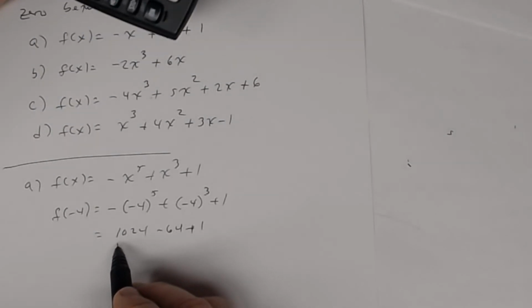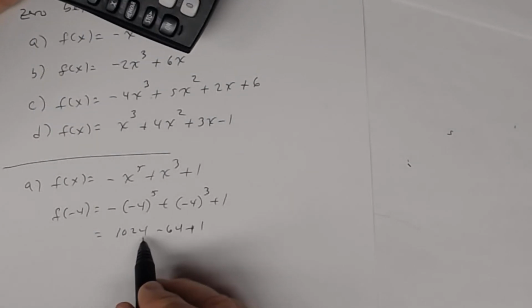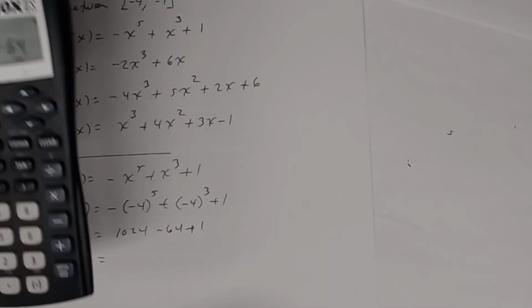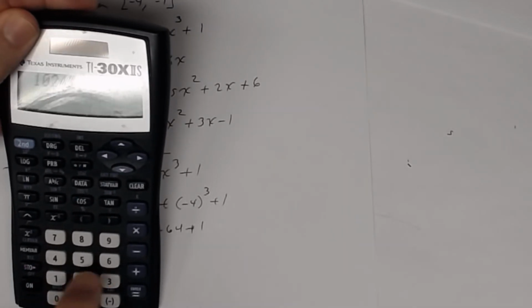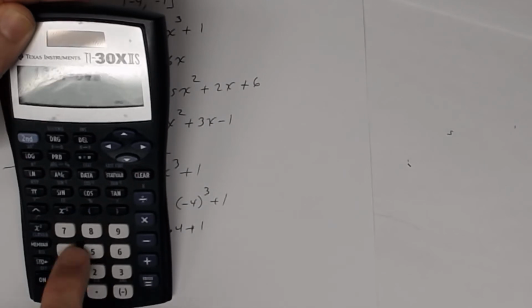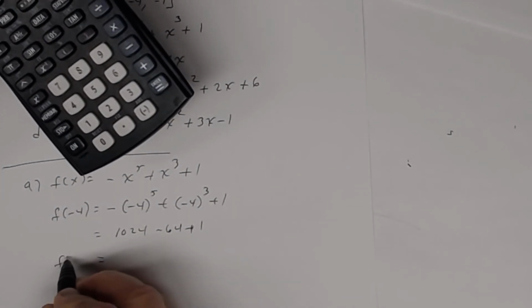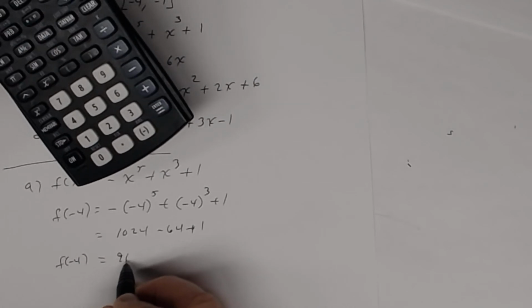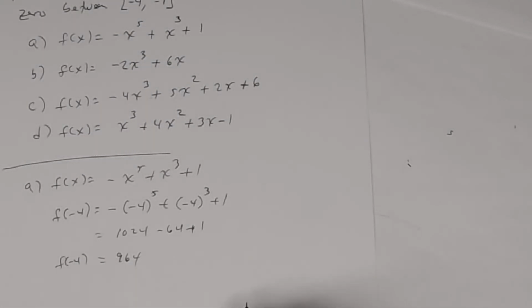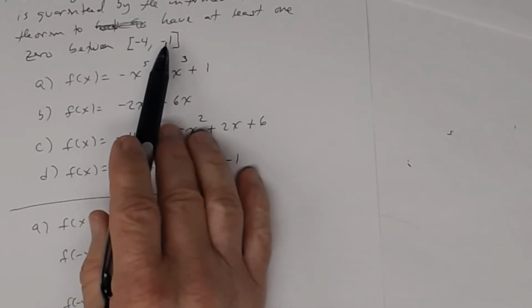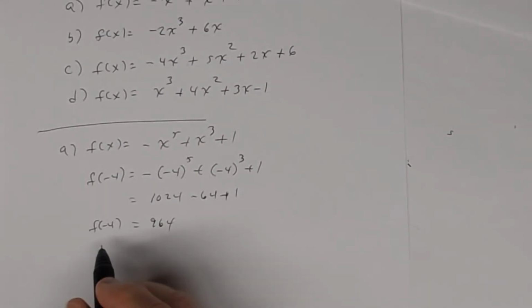But I want you to notice something. 1024 minus 64 plus 1 is positive, right? All right, so let's just go ahead and figure it out, though. 1024 minus 64 plus 1 equals 961. So f of negative 4 is equal to 961. All right, so that's positive. So let's see what happens when x is negative 1. Let's find f of negative 1.